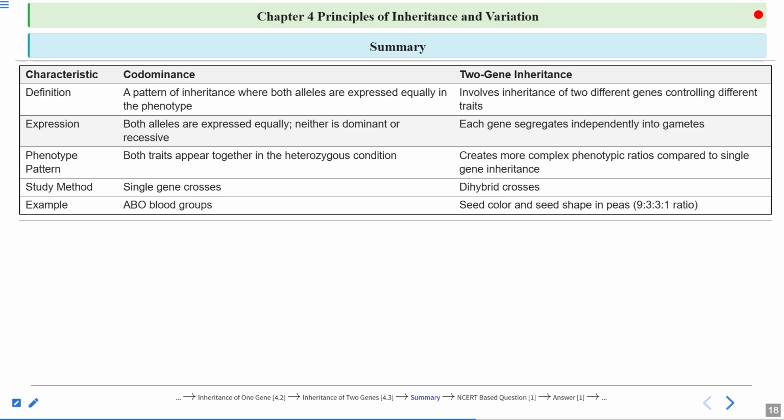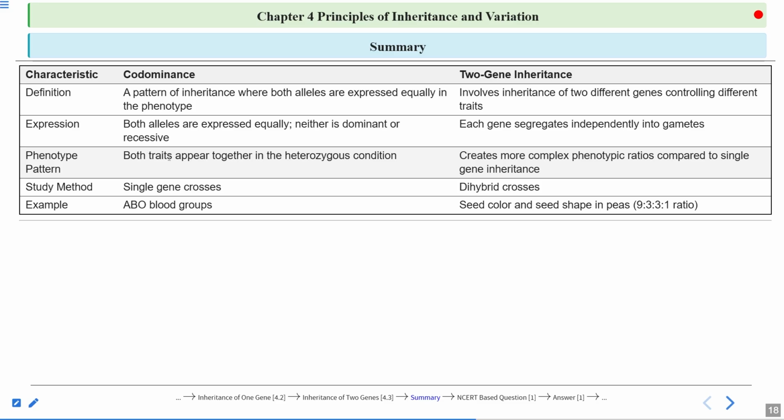First of all, we talked about codominance and the inheritance of two genes. So what was codominance? In codominance, both the alleles are expressed equally in the F1 generation. Neither is dominant or recessive. Both the traits appear together in the heterozygous condition.